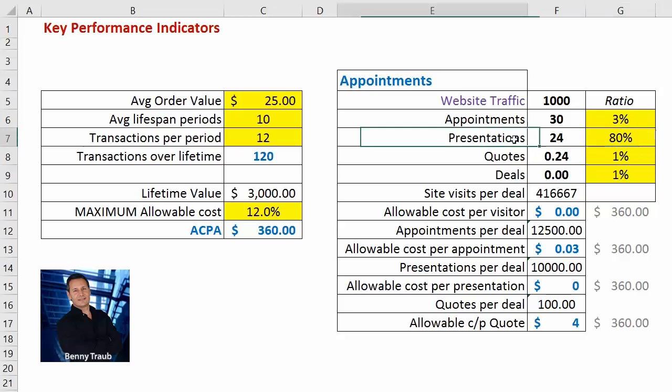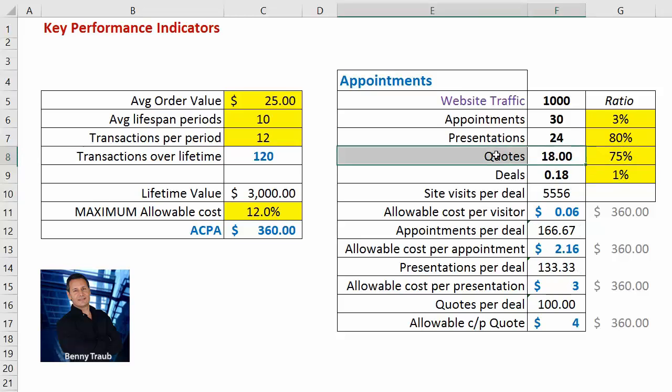And then out of everybody that shows up for their appointment, and that could be on the telephone or in person, you're not going to be able to give quotes to everybody because you're going to find some people that simply aren't qualified, or they'll tell you they're not interested early into your presentation. And so you may only give out quotes to 75% of the people that you do presentations for.